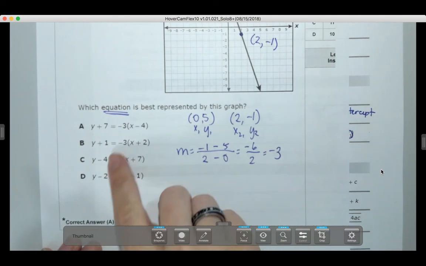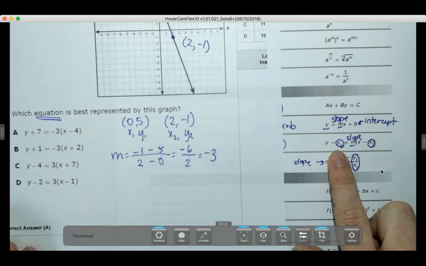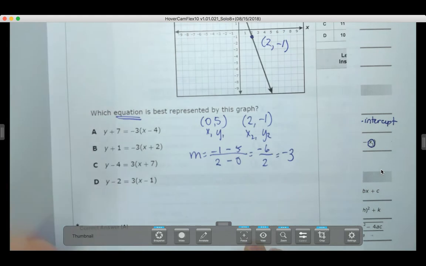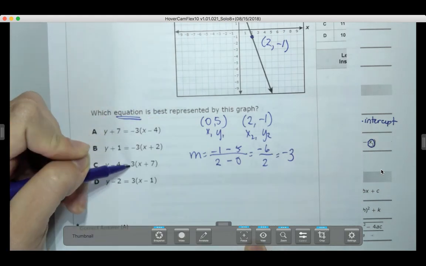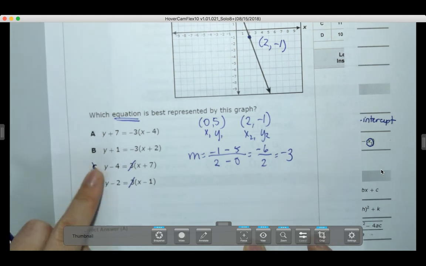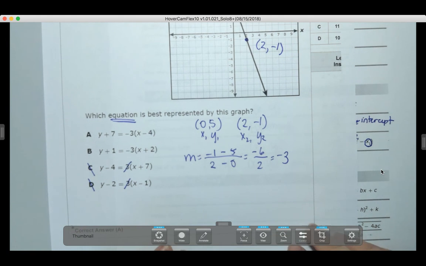Now looking over at these options, they look so scary and confusing until I realize they're all just written in point-slope form. So I know that this number in front of the parentheses is going to have to be my slope. I'm looking for functions that have a slope of -3, which means I can eliminate choices C and D. And I'm between these 2 choices. Now I need to look at the point that I'm given.